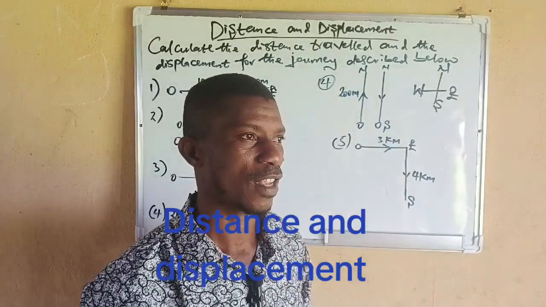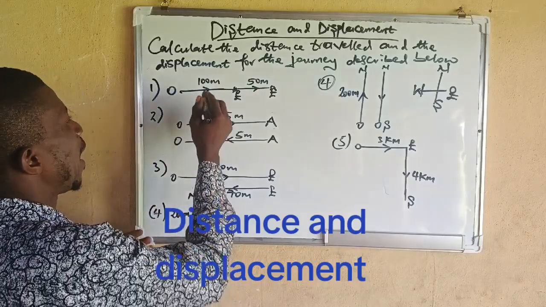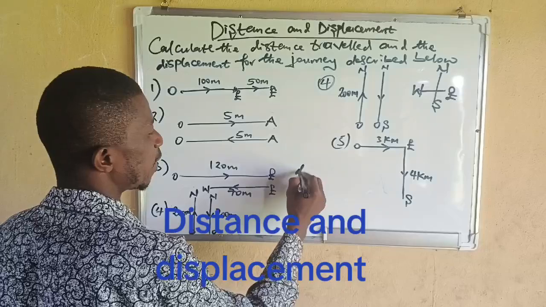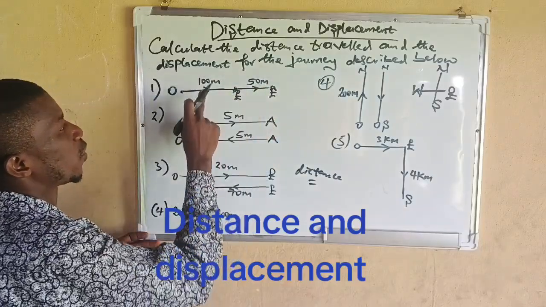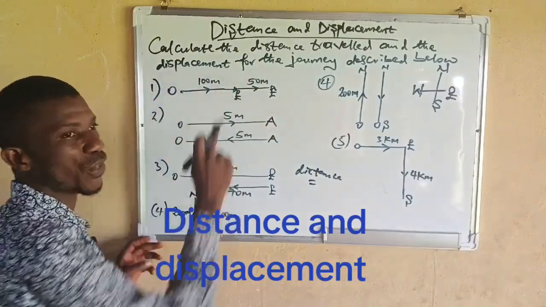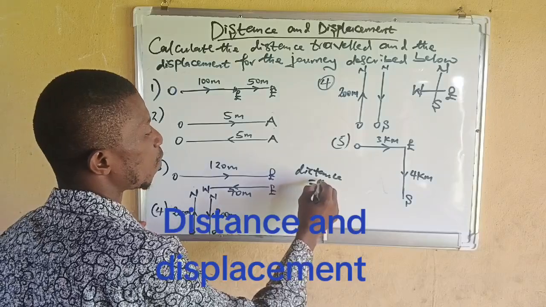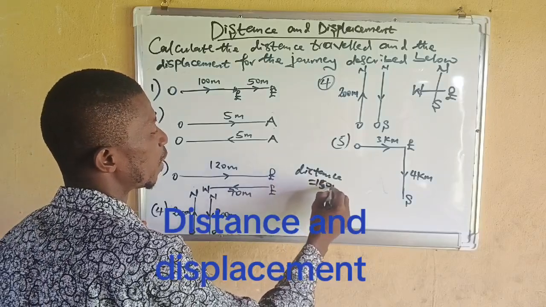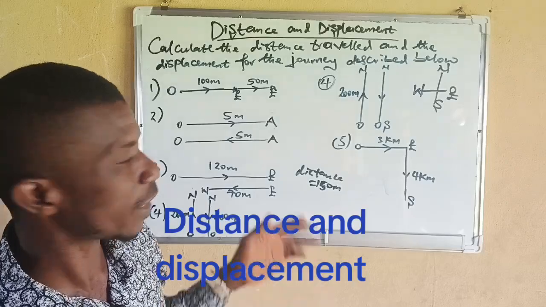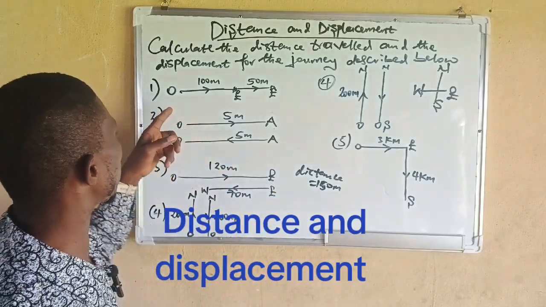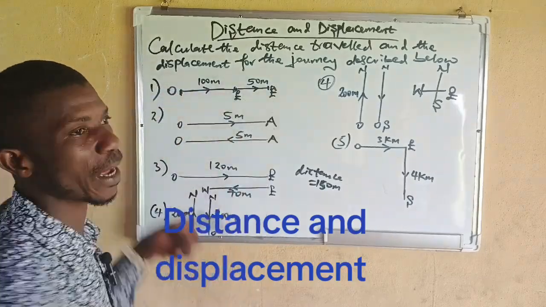Then what is the distance? How do we calculate the distance? The distance here is calculated by adding the distances. The distance for the first one, plus the second, is going to be 100 plus 50. That's the distance, which is 150. So our distance is 150 meters, and the displacement is also 150, because I said the displacement is the straight line distance from the initial point to the final point.